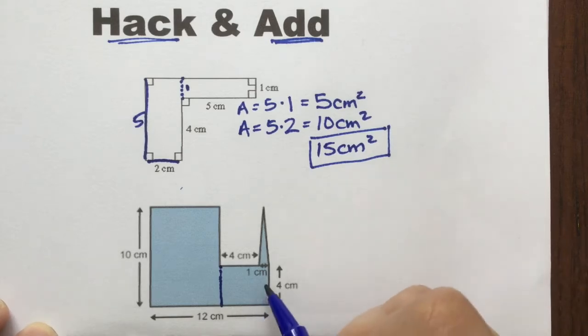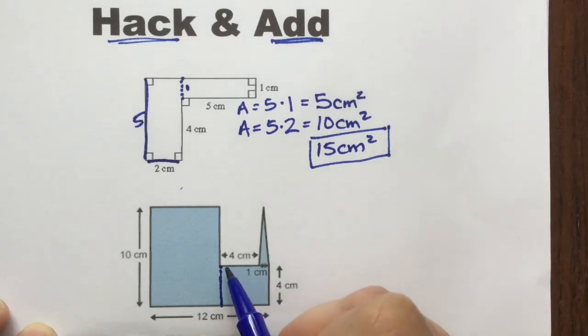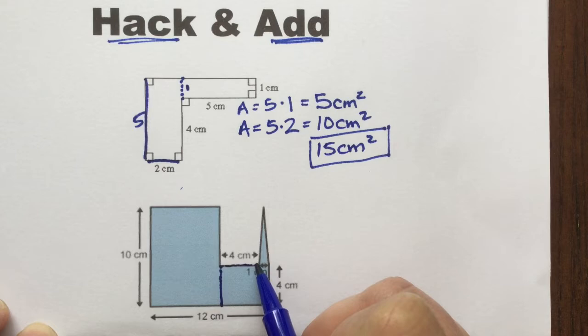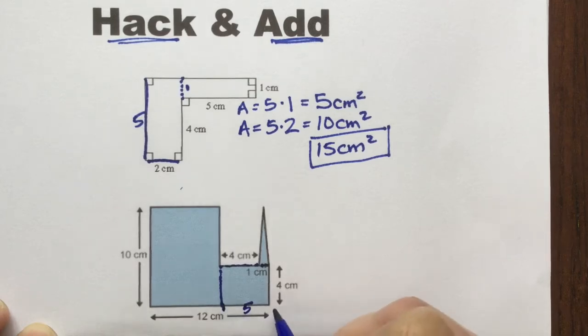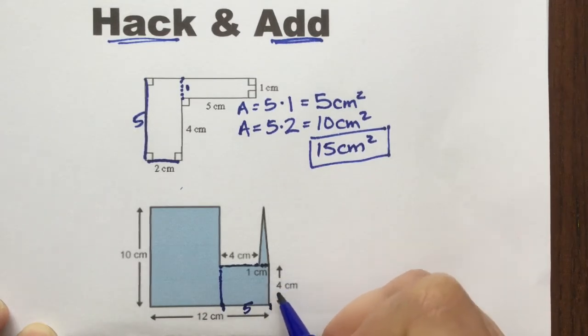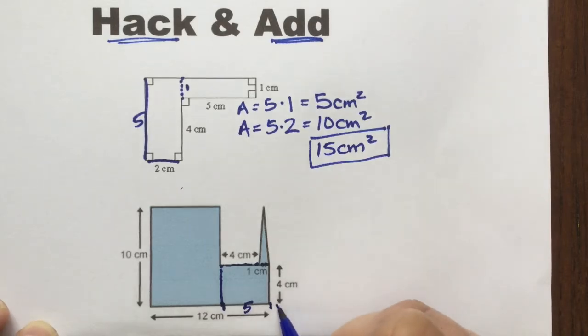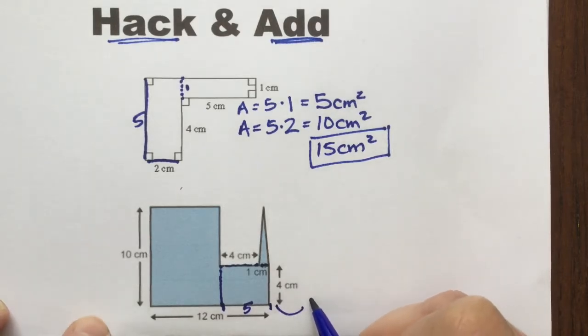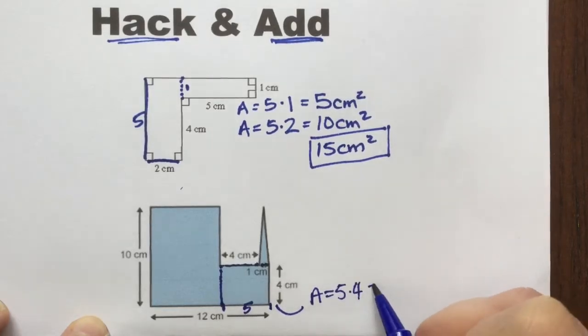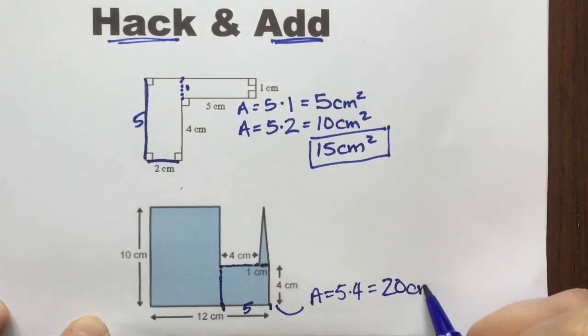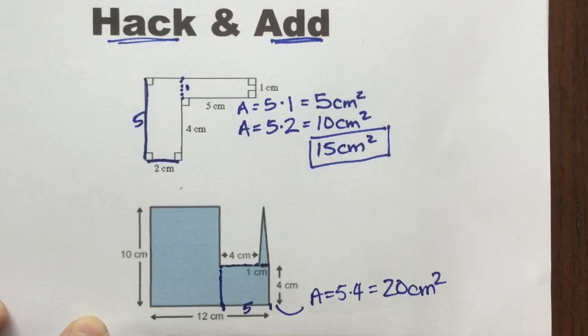So this little guy here, it looks like the top is 4, but then it has an extra piece here, which is 1. So that means this whole part from here to here is 5. This section right here is 4 centimeters. So the area of just this piece would be 5 times 4, which is 20 square centimeters.